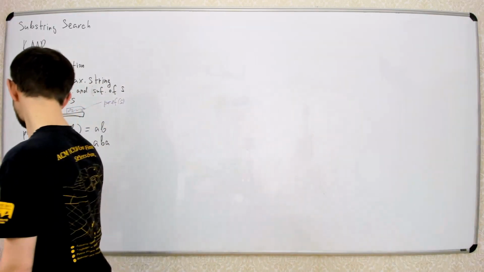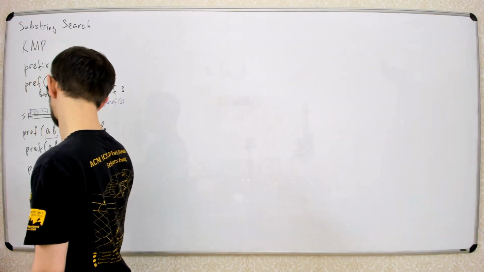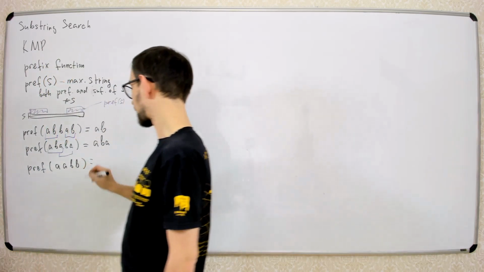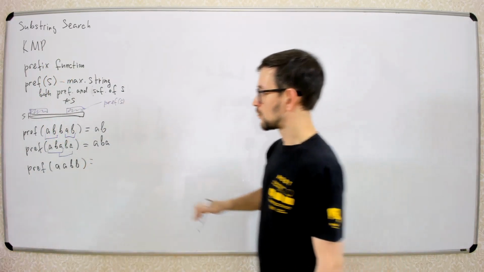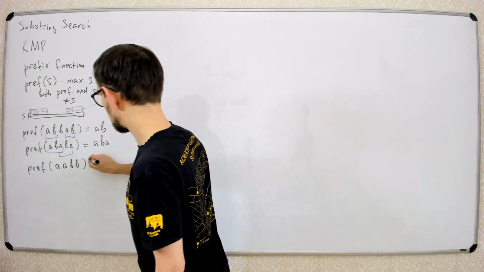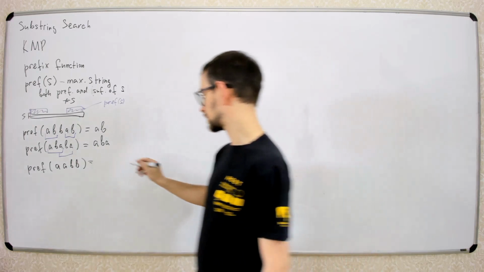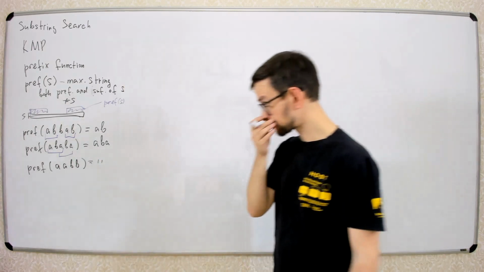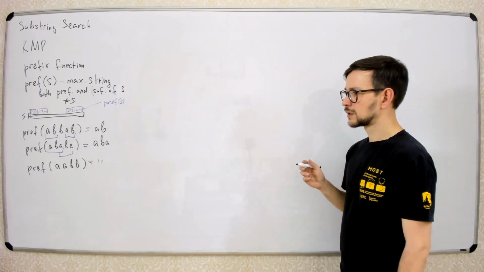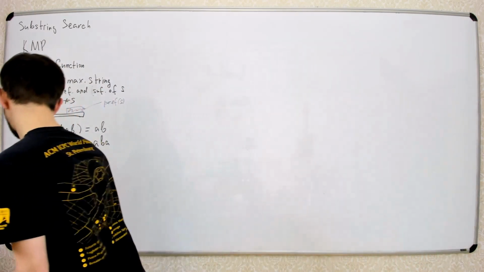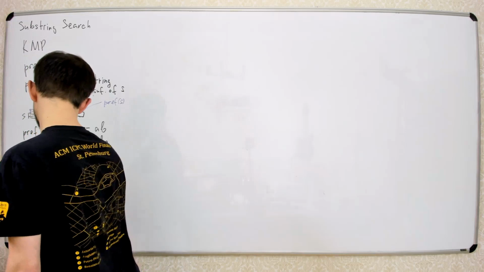Now, for example, take a string like ABB. For these two strings, there is no string which is both prefix and suffix, so the prefix function will be an empty string. And let's see, finally, the prefix function of an empty string.